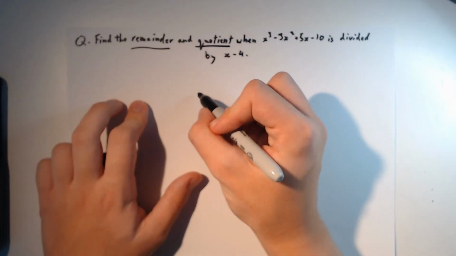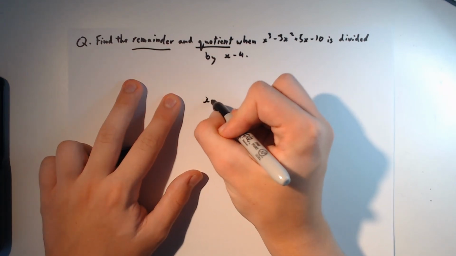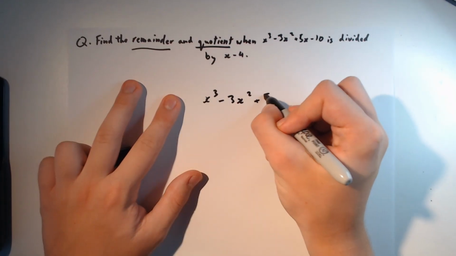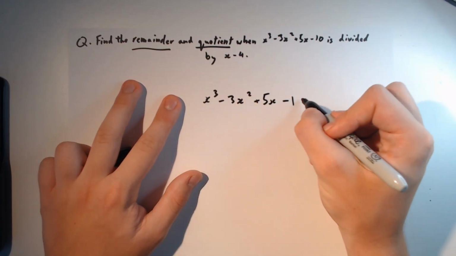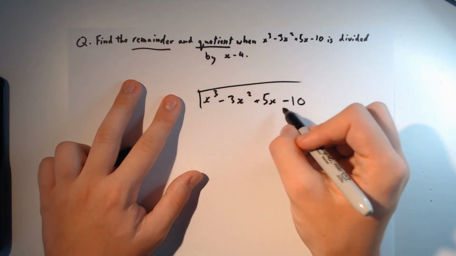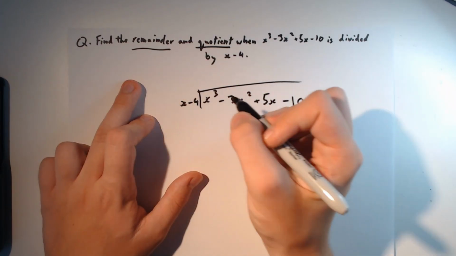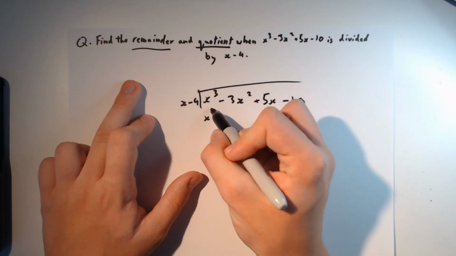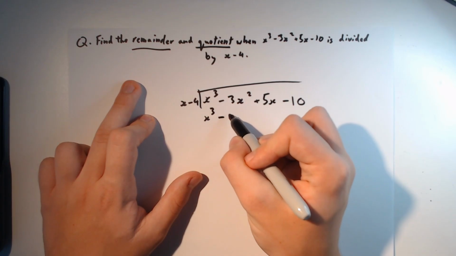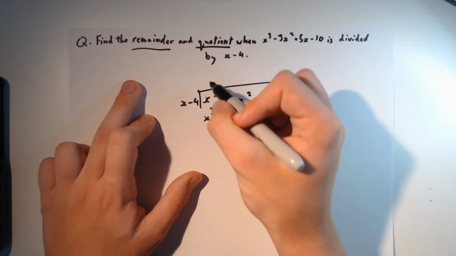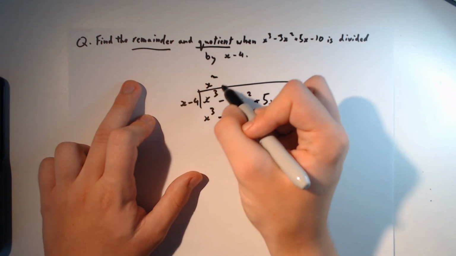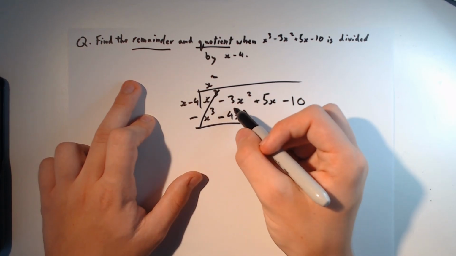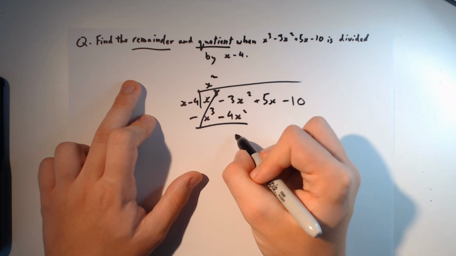So let's start by writing out the division. We have x cubed minus 3x squared plus 5x minus 10, and we're dividing it by x minus 4. What do we multiply x by to get to x cubed? Multiply by x squared, subtract, cancel out. Minus 3 plus 4 is 1.